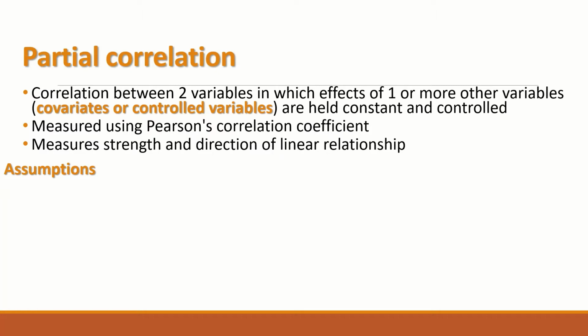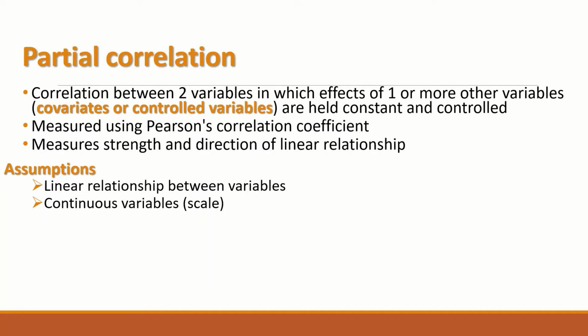To do the partial correlation coefficient test, the data has to fulfill certain criteria and assumptions. There should be a linear relationship between all variables, between the two variables and between all variables. So you have to have a linear relationship. The variable should be continuous scale, such as interval or ratio, a number from 0 up to infinite.